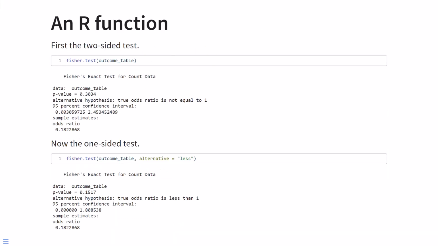We have an R function to do that, and that is the fisher.test function. fisher.test is part of base R. So here I'm going to enter my outcome table right into this function, one easy command in which I give it the table of outcomes. And you'll notice that we ended up with a p-value of 0.3034 here, which is exactly what we found a moment ago for the two-sided test. And down here for the one-sided test, 0.1517.